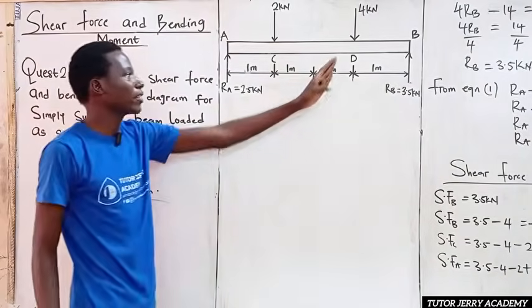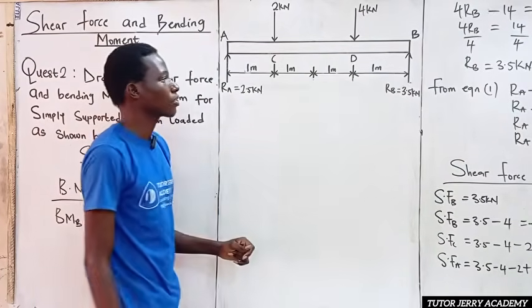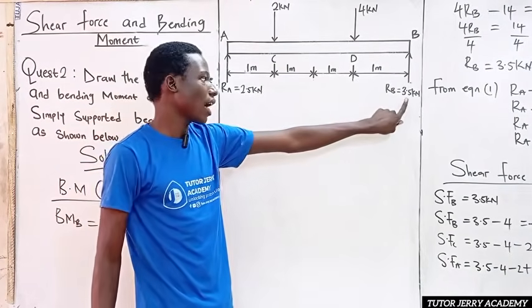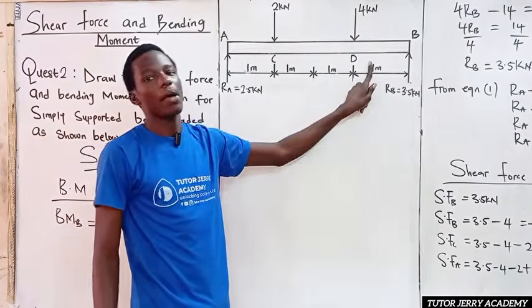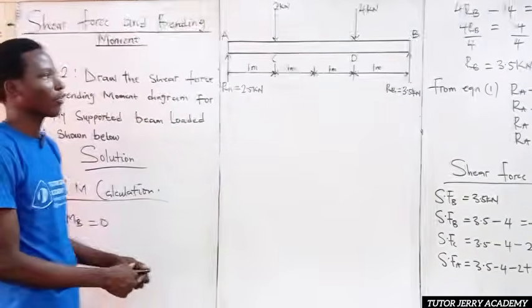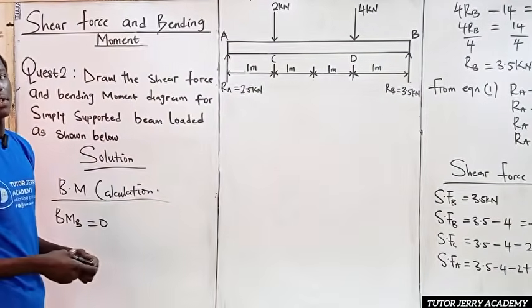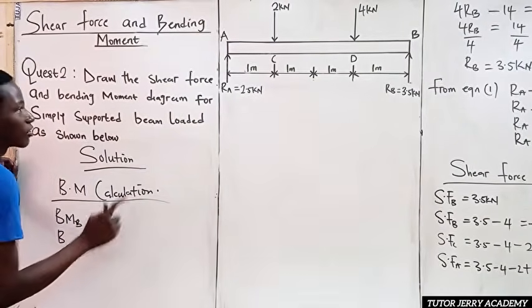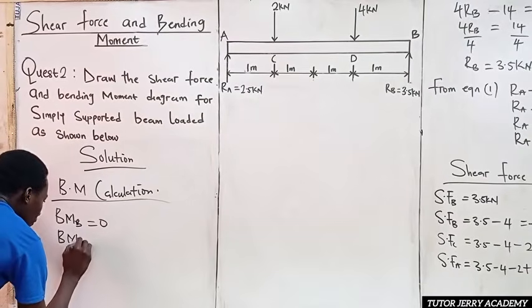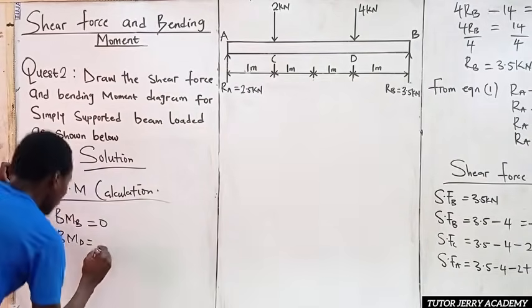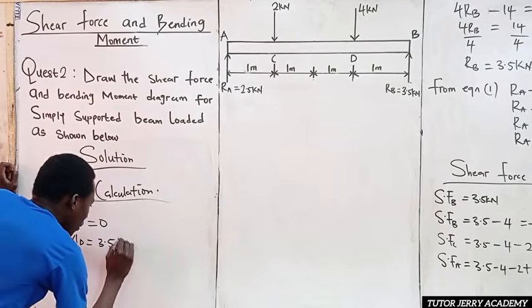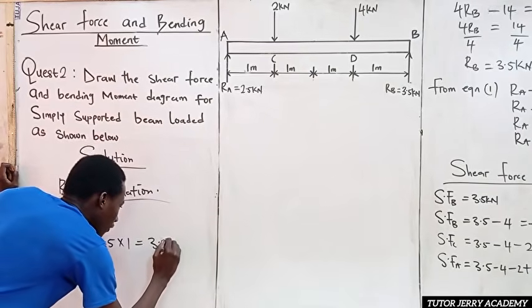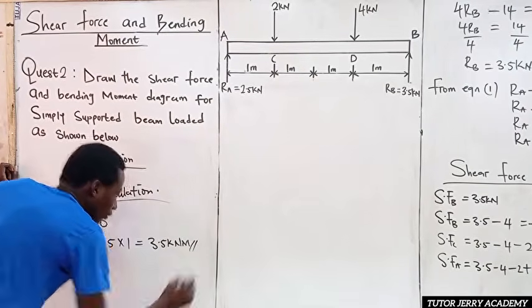Now if I take my moment at point D here, it will be nothing but the force multiplied by the perpendicular distance, that is 3.5 kilonewton multiplied by the distance, which is 1, going towards the left direction. So the bending moment at D will be equal to my reaction there, 3.5 multiplied by 1. So my bending moment at D is nothing but 3.5 kilonewton meter. Don't forget your unit.